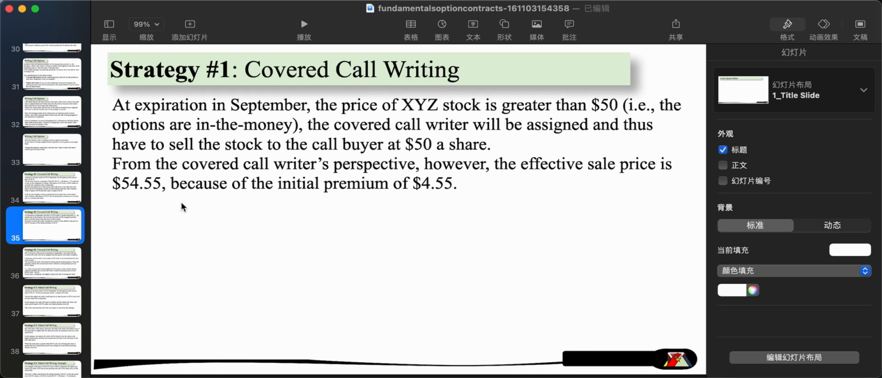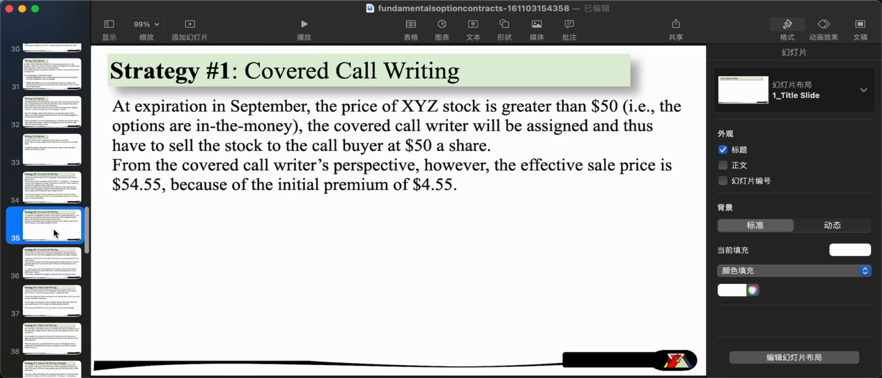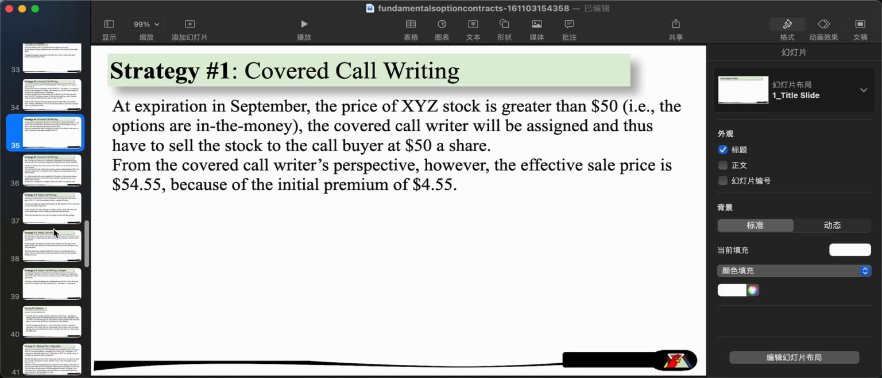So at the expiration in September, the price of XYZ stock is greater than $50. Options are in the money. The covered call writer will be assigned and thus have to sell stock to the call buyers at $50 a share. From a covered call writer's perspective, however, the effective sell price is $54.55 because of the initial premium of $4.55.